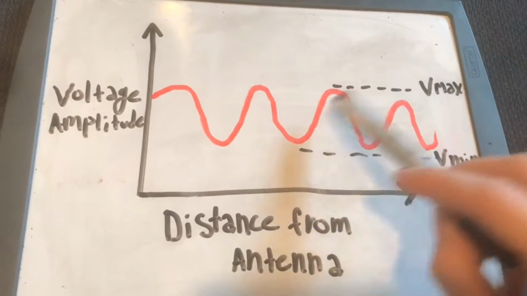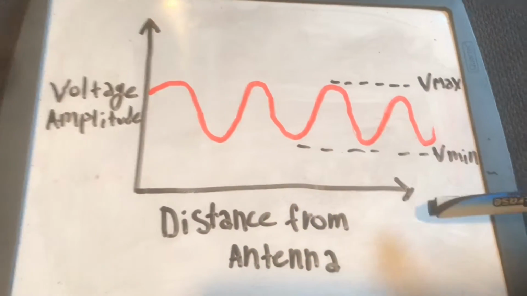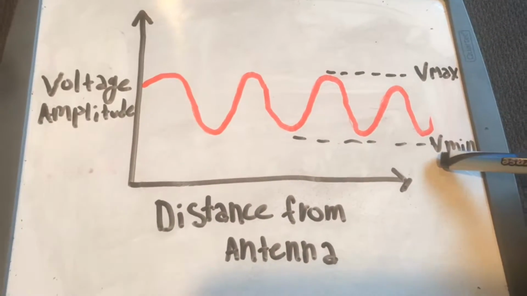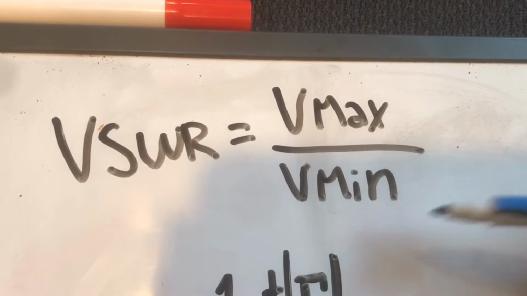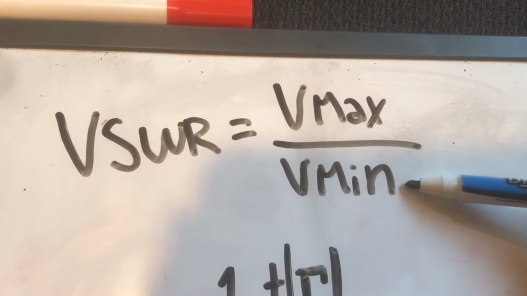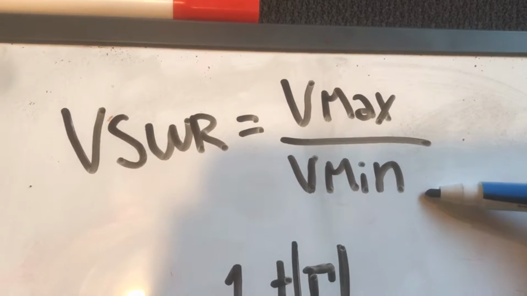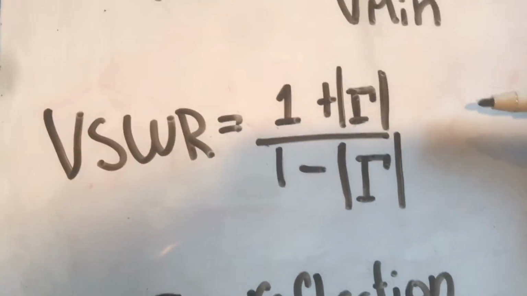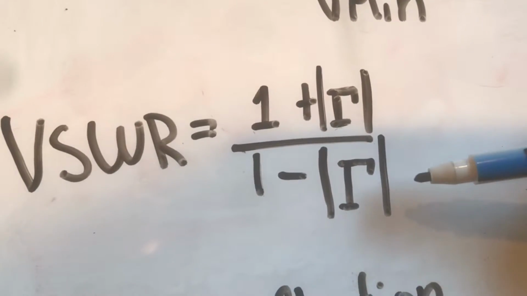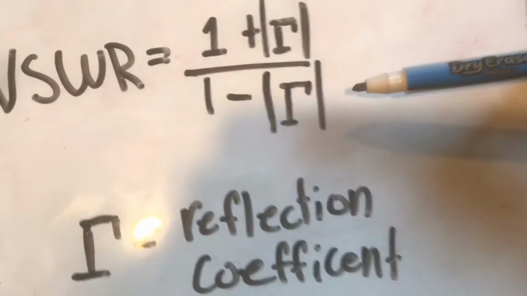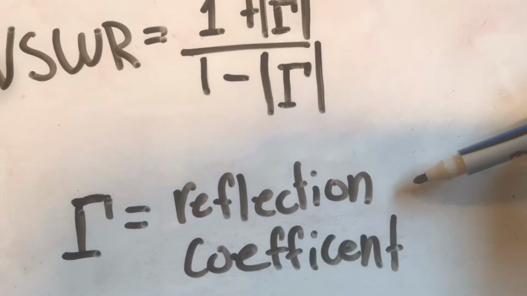VSWR is the ratio of the peak amplitude of a standing wave to the minimum amplitude of a standing wave. So as I was saying, VSWR can be determined by the peak amplitude divided by the minimum amplitude along a standing wave, or Vmax divided by Vmin. In more mathematical terms, this would mean that VSWR equals 1 plus the absolute value of gamma divided by 1 minus the absolute value of gamma, where gamma represents the reflection coefficient.